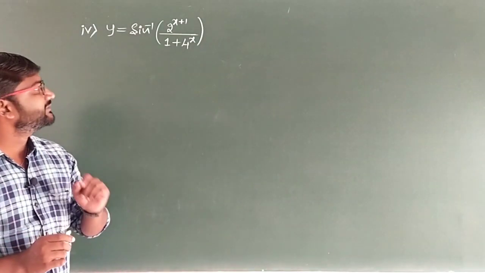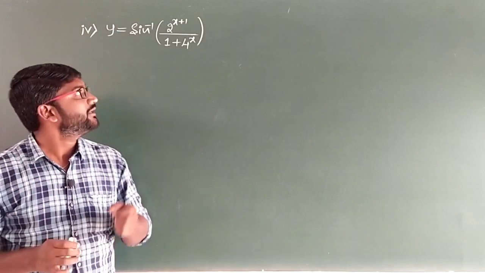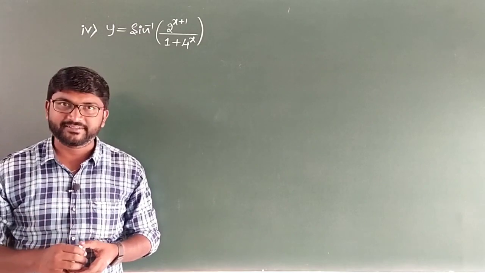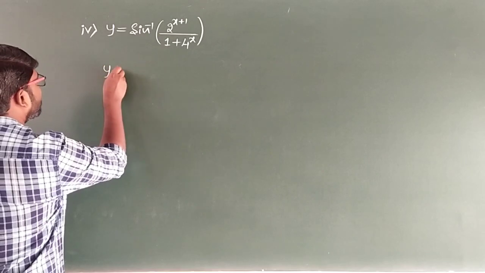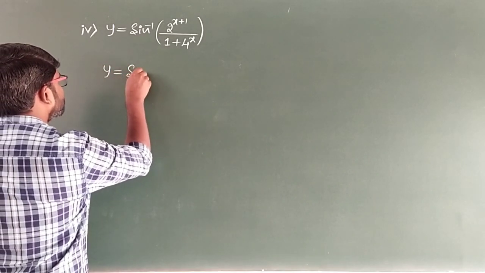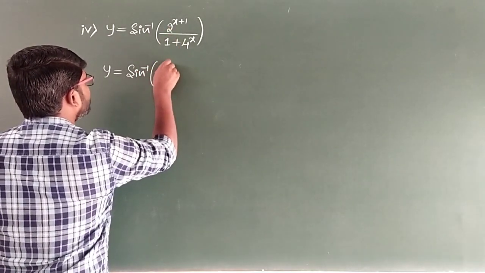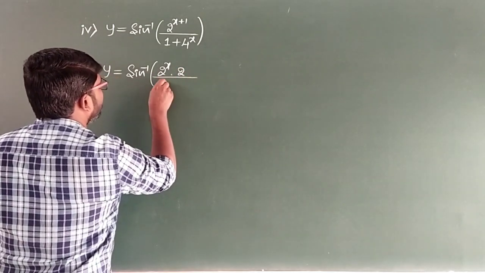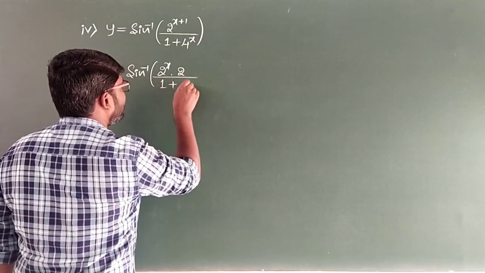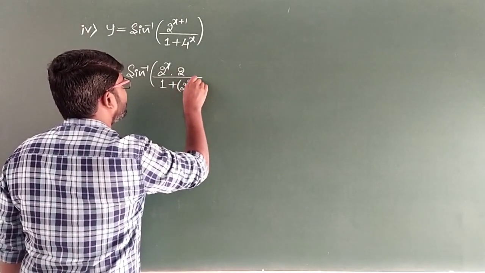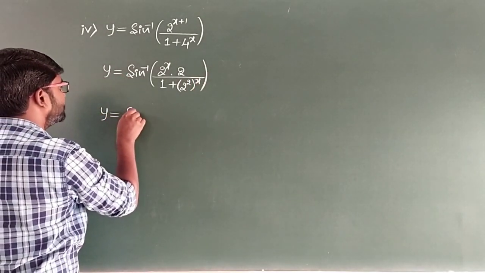The next important miscellaneous example problem: y is equal to sin inverse of 2 raised to x plus 1 divided by 1 plus 4 to the power x, and here we will have to find dy by dx. So let us simplify the given function. y is equal to sin inverse, so here it can be written as 2 raised to x into 2 divided by 1 plus, and here 4 can be written as 2 square, so I can write it as 2 square then whole to the power x.